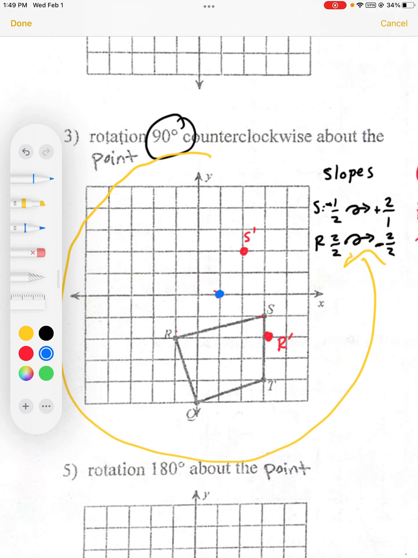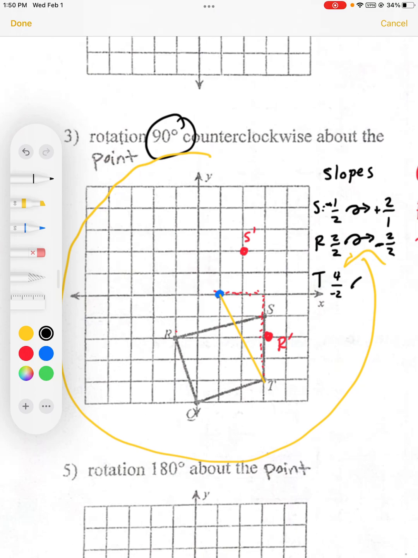All right, let's go to T. Let's draw the line between our blue dot and T. Let's go ahead and count it. We go up 4, over 2 in a negative direction. As you look at this line from left to right, it's going down. So therefore, the slope of T is 4 over negative 2.